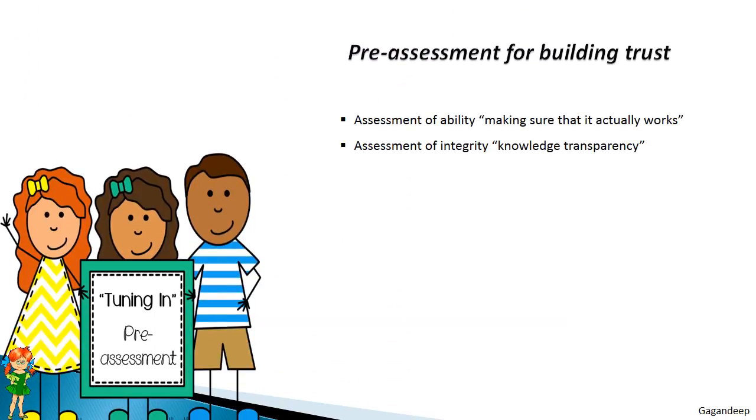So above all of these, it is really necessary to have a pre-assessment of both the client and the vendor. So we can say to have due diligence as well. Assessment can be either of ability or integrity. Ability defines whether the vendor is really able to do the work that he is promising. To maintain integrity, knowledge transparency is a must. And knowledge can only be transparent, information can only be shared, if there is trust. So trust is really important.